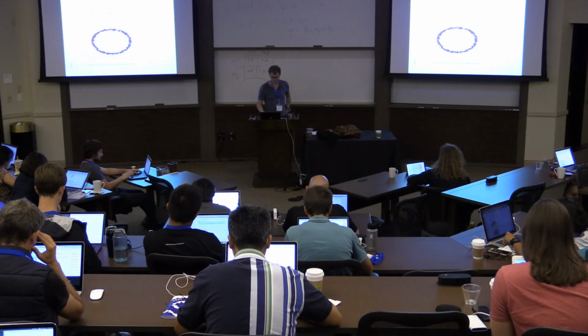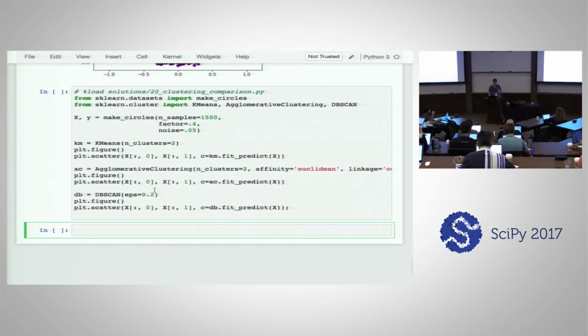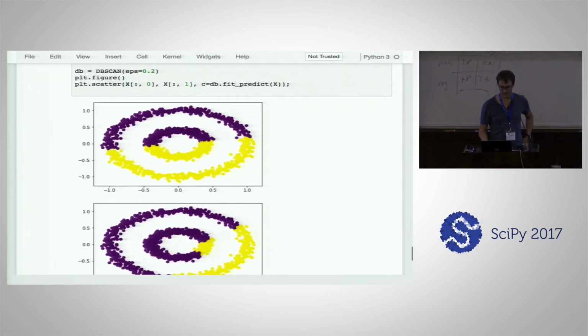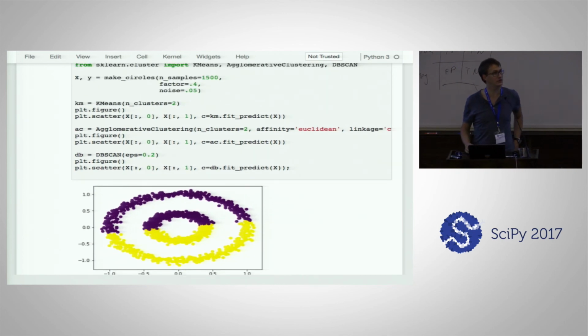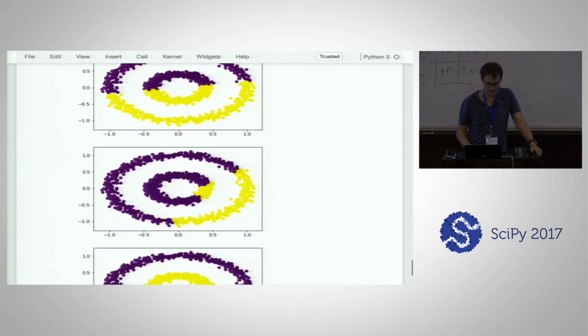So let's execute this and see how good the different models are. You see the first one is k-means, and you see that k-means fails. K-means, as you've seen this morning, tries to find some isotropic blobs. So the way to separate these samples into isotropic blobs is basically to draw a line in the middle, and this will not capture the complex structure that you see here.